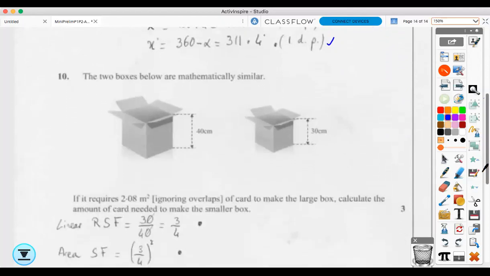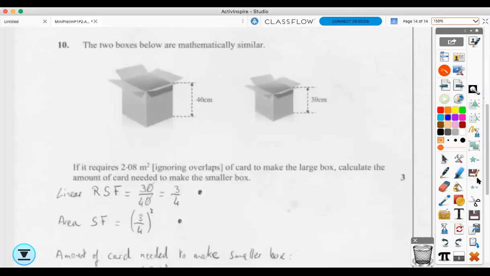Now, two boxes, they are similar mathematically. I'm going to find a question if it requires meter square, oops, meter square area. If it was cubed, volume. So now calculate the amount of card needed to make the smaller box. So the amount of card is going to be in meter square, which is an area.